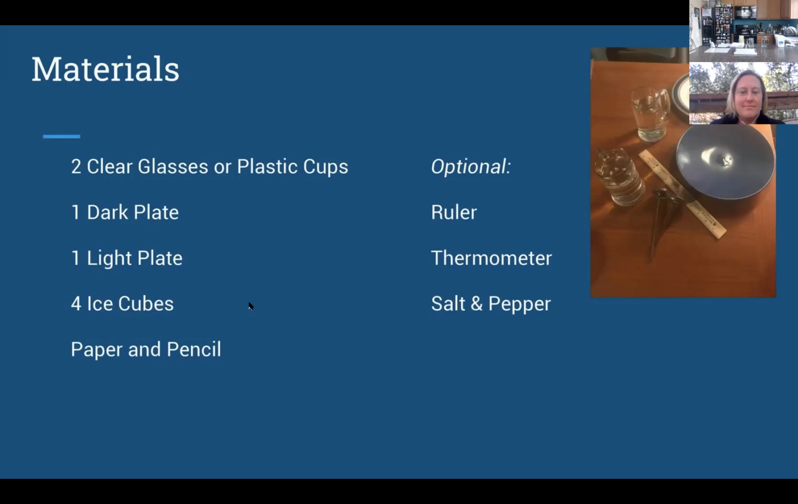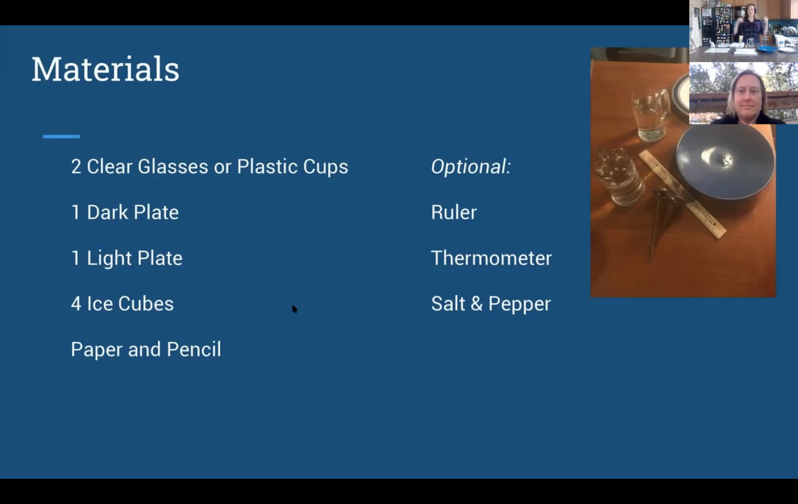And make sure when you're getting your materials that you keep them away from your laptop, because we're going to be melting ice, right? So we don't want that near the computers because water and computers don't match very well.